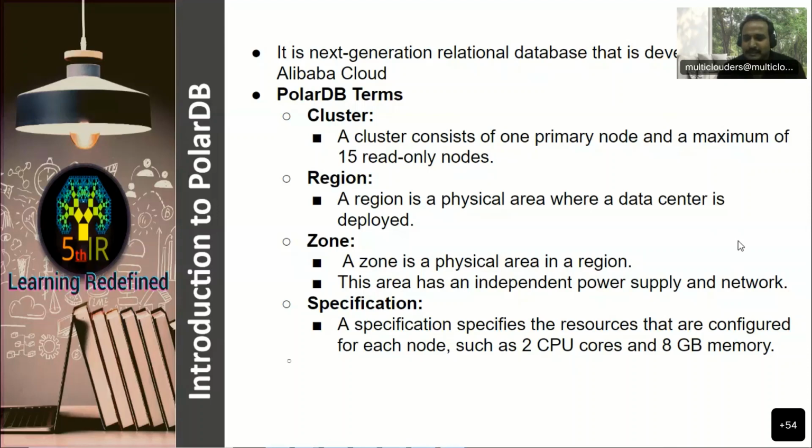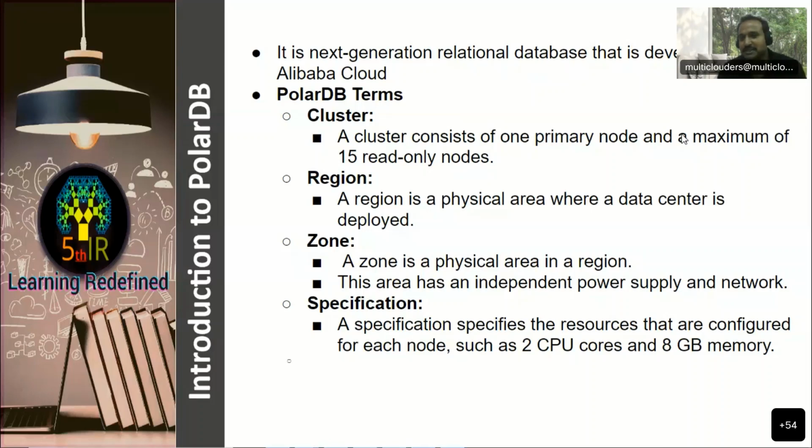Inside the region, we have more than one zone. A zone is a physical area in the region, and each data center present in a zone is separated by individual power supply and networking so that high availability is there. If one zone fails, the next zone will be alive and it will process your request. This is not related only to Alibaba Cloud PolarDB; any cloud database or cloud service provider will have a region and zone.